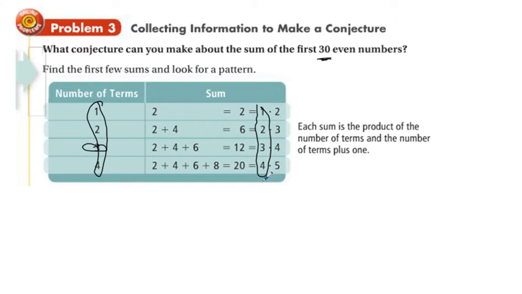Well, that would tell me that eventually I'm going to get to the 30th term, and if I multiply that by my 30th term plus 1, namely 31, I will get 930. So we're making a conjecture based on a sequence of numbers, which I can make sense of by finding a pattern.